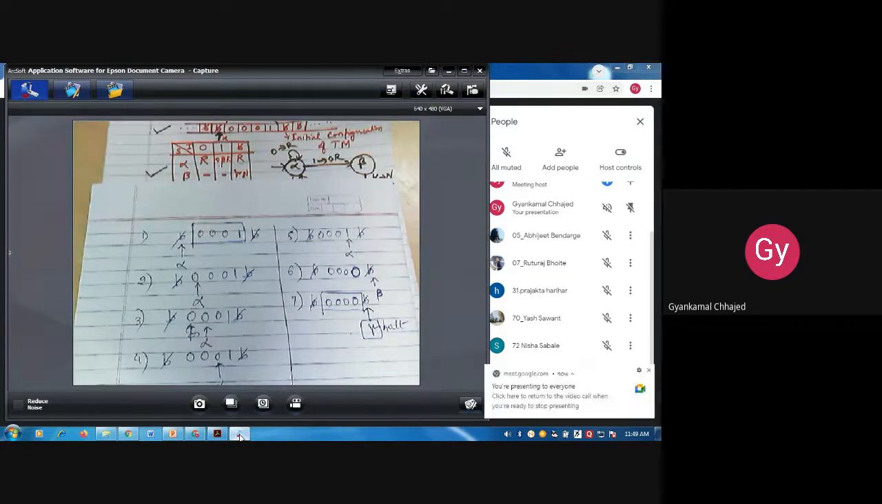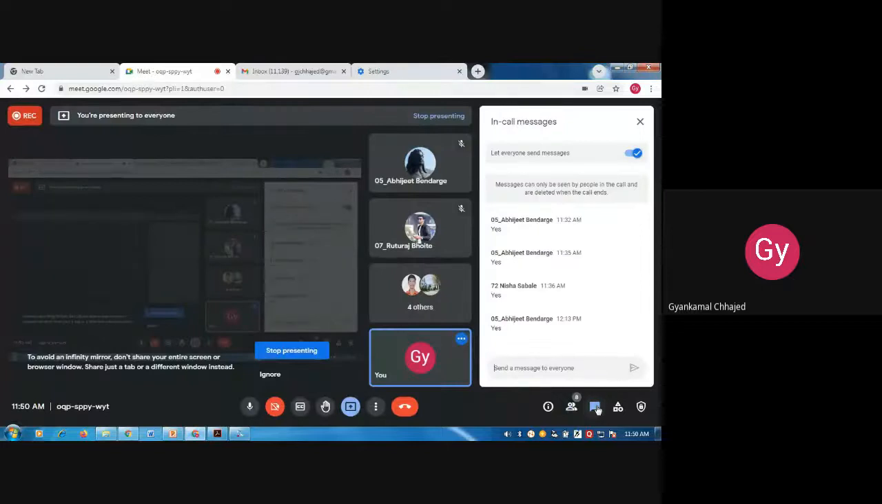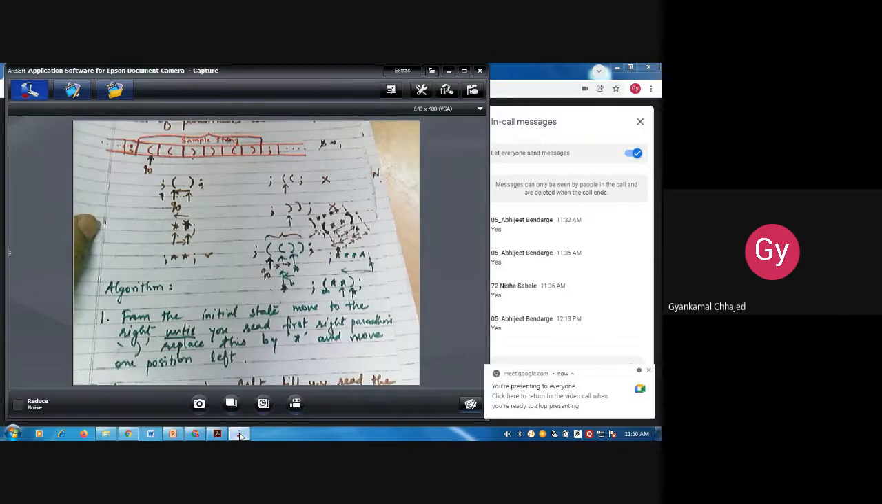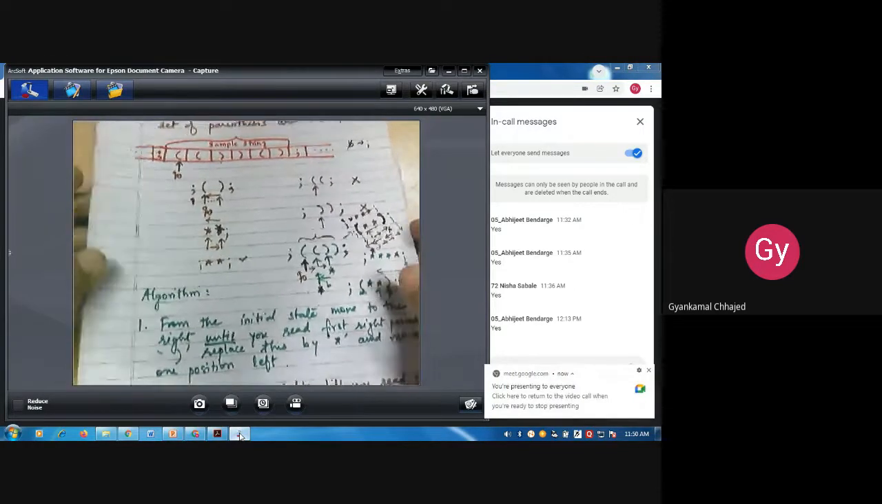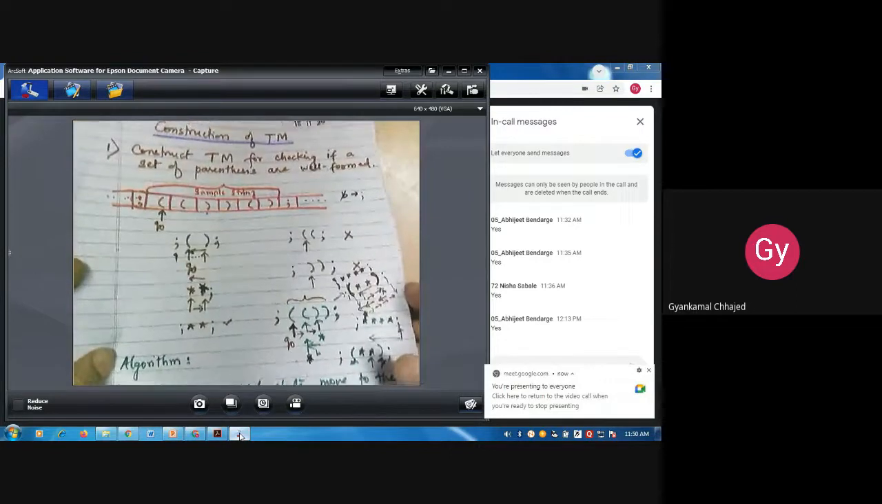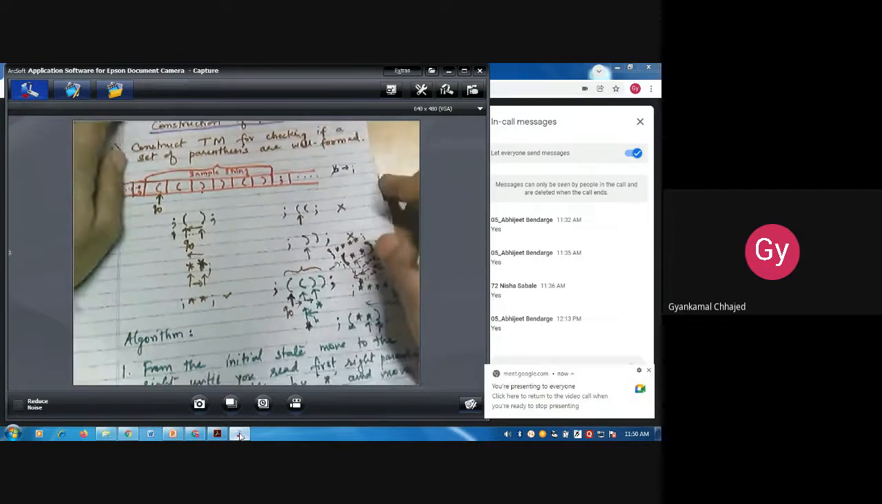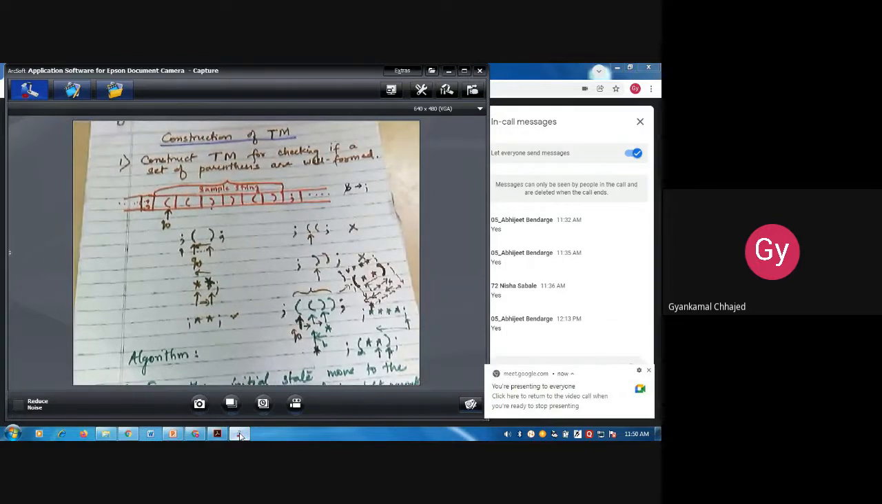Okay. So now we will be starting the problem solving. The very first problem we will solve is a very common problem, that is checking the well-formedness of the parentheses. So we want to construct a TM which will check the well-formedness of the parentheses.